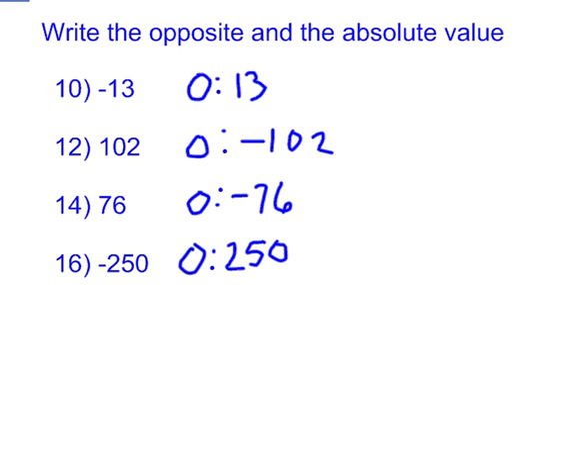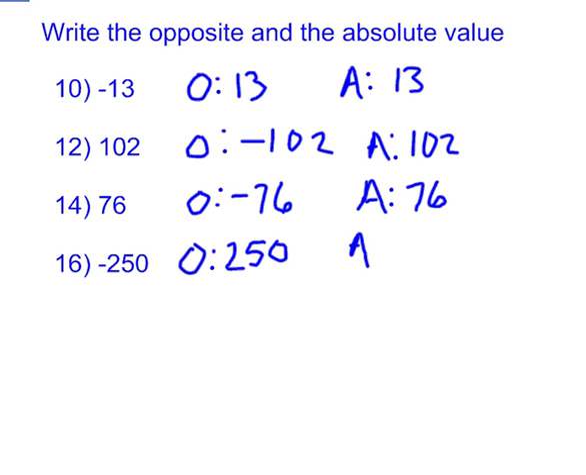Now the absolute value, the distance away from 0. Negative 13 would be 13 away from 0. 102 would be 102 away from 0. 76 would be 76 away from 0. And negative 250 would be 250 away from 0.